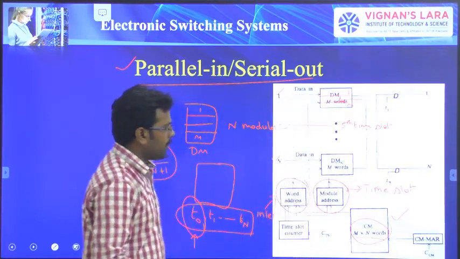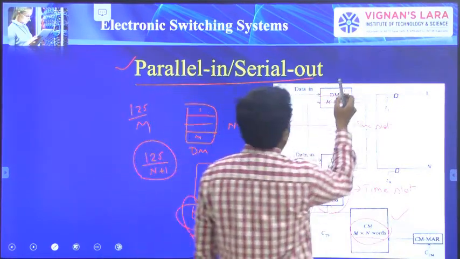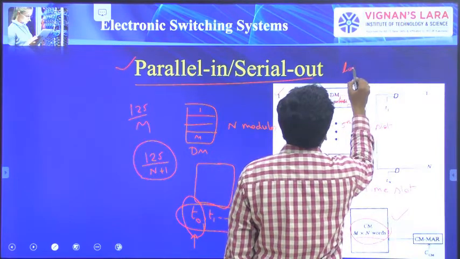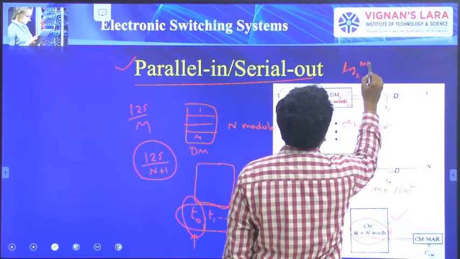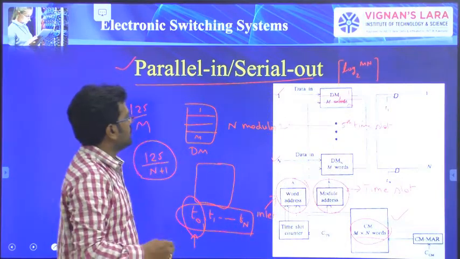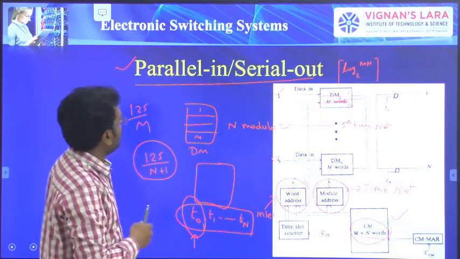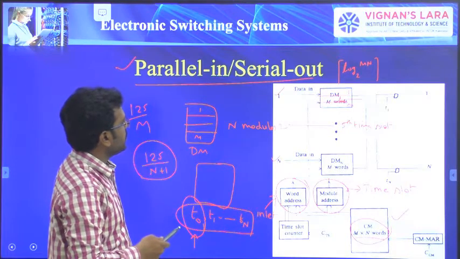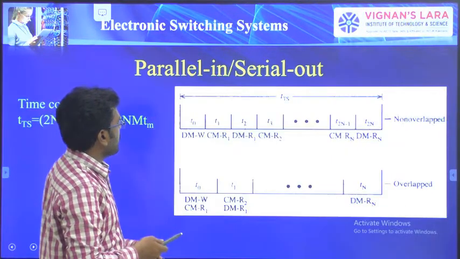And what is the size of the control memory? The size of the control memory word is log to the base 2 of mn, the ceiling function. So this is about the operation of a parallel serial out register. Vice versa can apply.